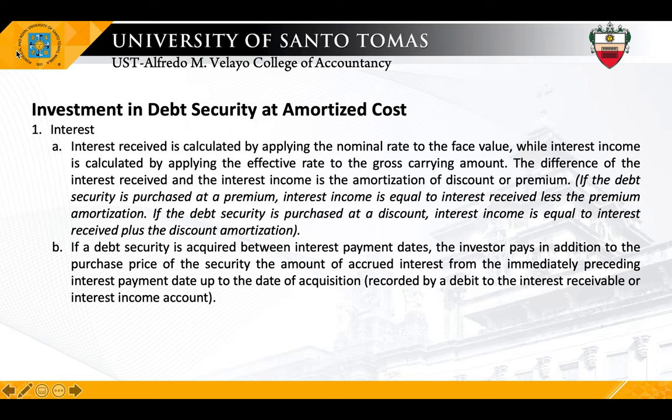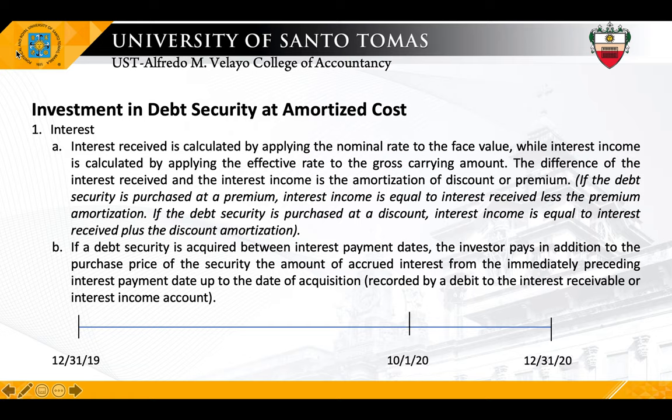When we say acquired between interest payment dates, say for example, the interest payment dates are December 31, 2019 and December 31, 2020. But we acquired the investment on October 1, 2020. So, on top of the acquisition cost, the creditor will pay the accrued interest. And the accrued interest in this scenario is the interest from December 31, 2019, from the last payment of interest date, up to the acquisition date, which is October 1, 2020. So, we have an accrued interest. So, recorded by a debit to interest receivable or interest income account.